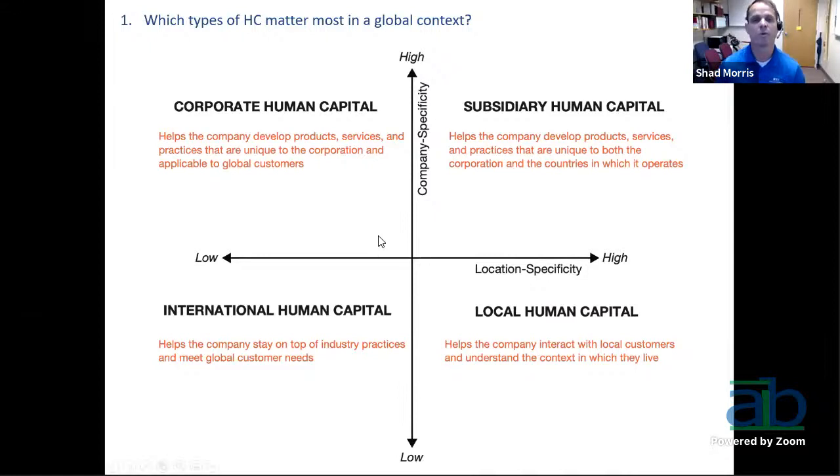Now, I'm going to go real quickly through each of these types of human capital to give you a better understanding of what they mean and what they can do for organizations. The first type of human capital is local human capital. Local human capital consists of the knowledge, skills, abilities, and other attributes that make up the location-specific experience of employees in a particular country or market.